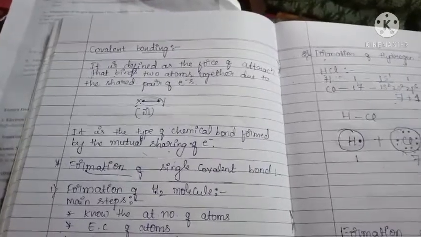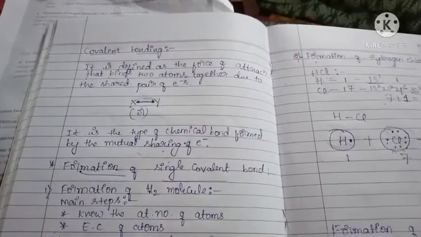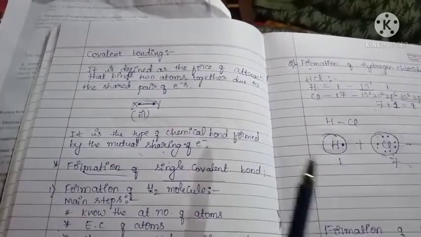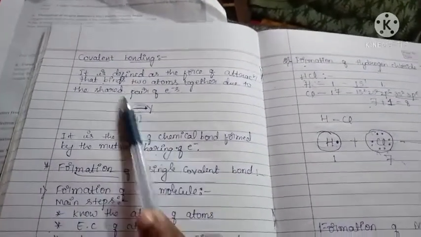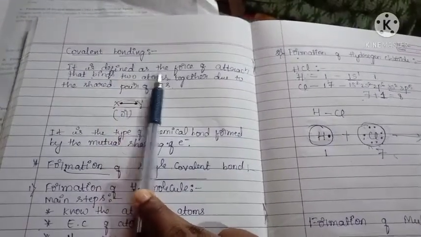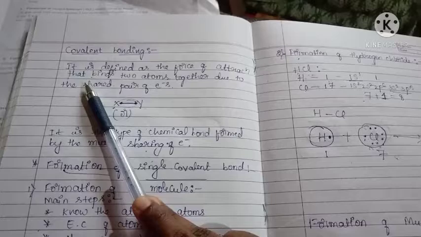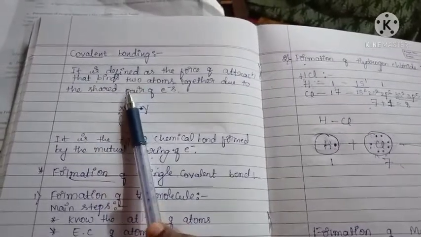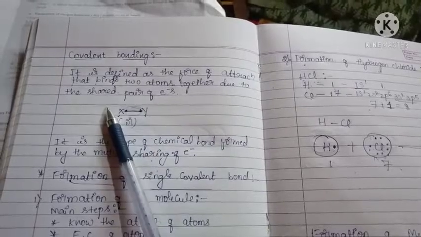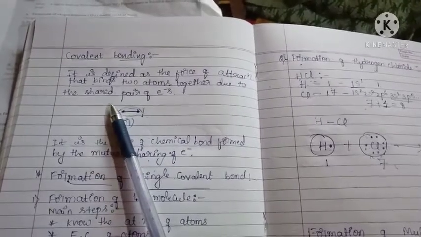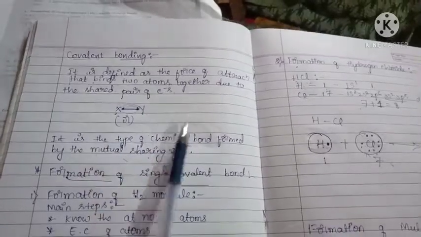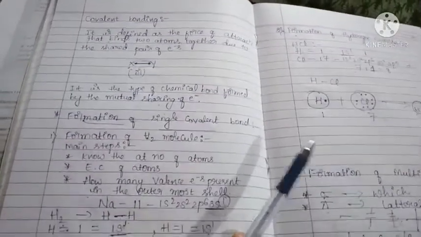Dear students, in the last class we learnt about covalent bonding, the formation of single covalent bonds and multiple covalent bonds. In that, we have to know what covalent bonding is. It is defined as the force of attraction that binds two atoms together due to a shared pair of electrons. It means there will be a mutual sharing of electrons between the two atoms.